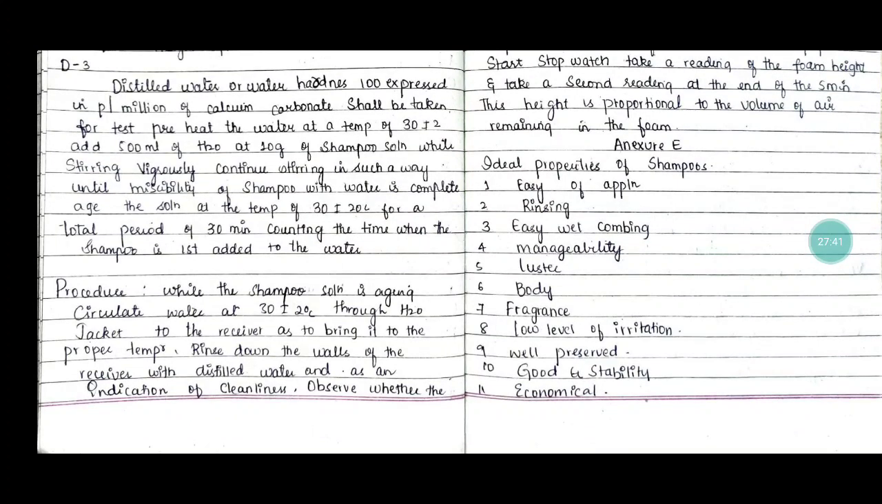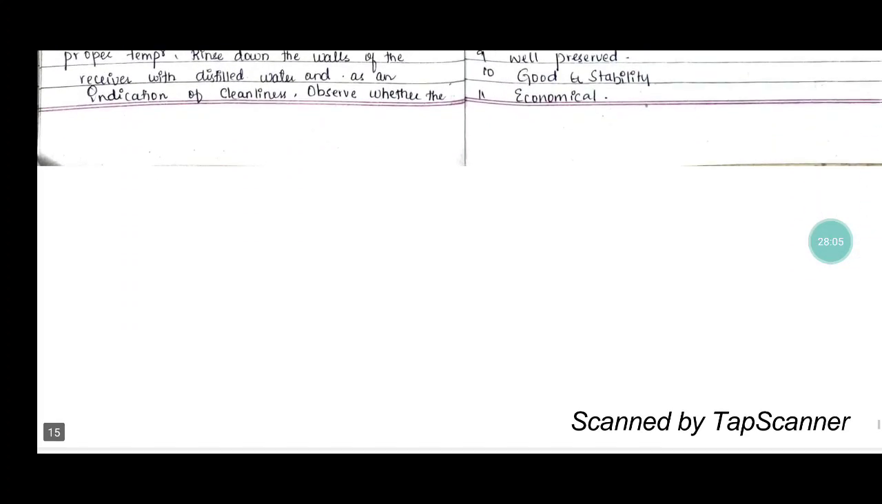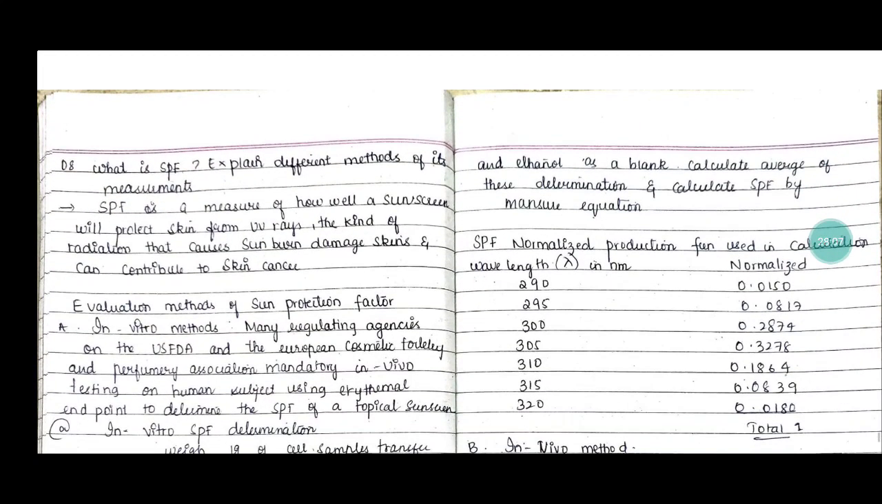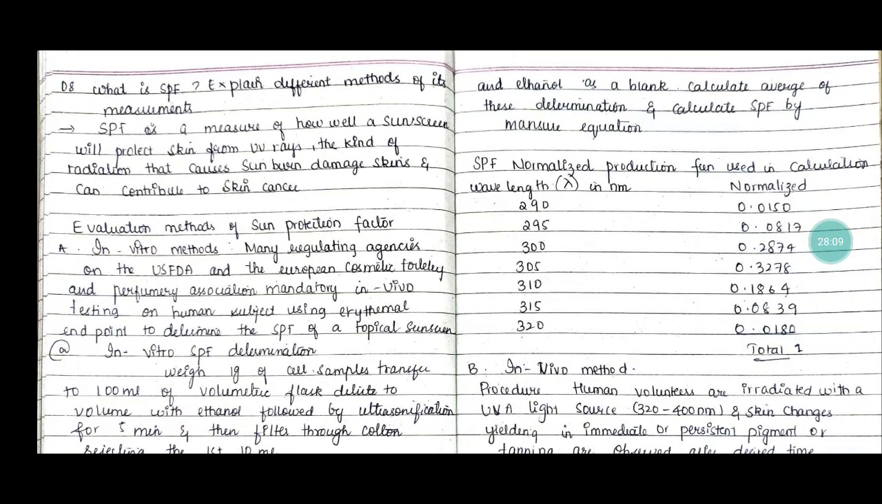And lastly, number E, that is ideal properties for shampoo. It is easy for application, rinsing, easy wet combing, manageability, luster, body, fragrance, low level of irritation, well preserved, good stability, economical. So the last question: what is SPF?